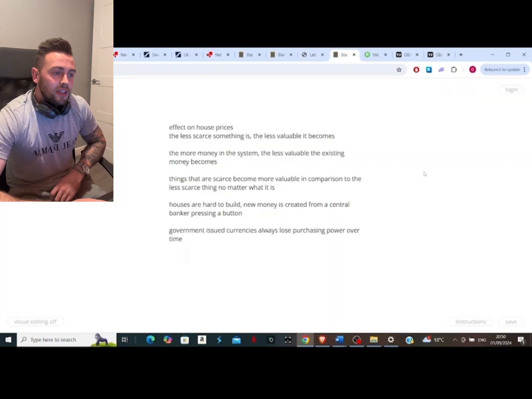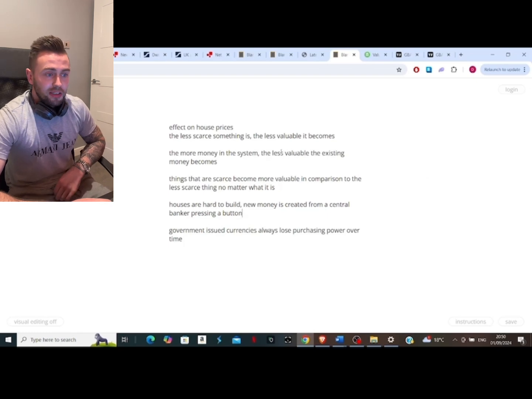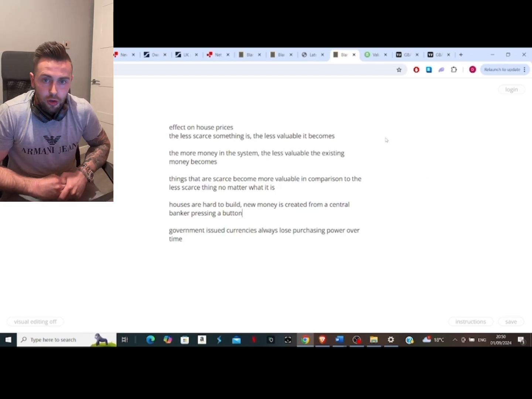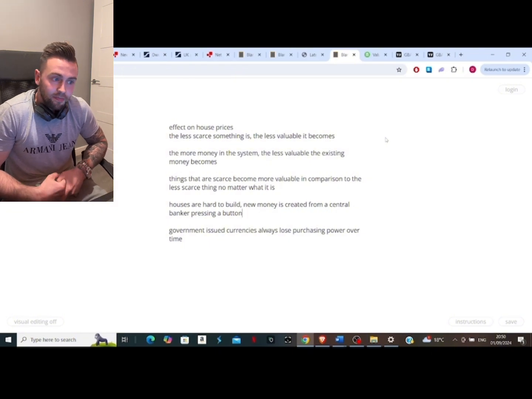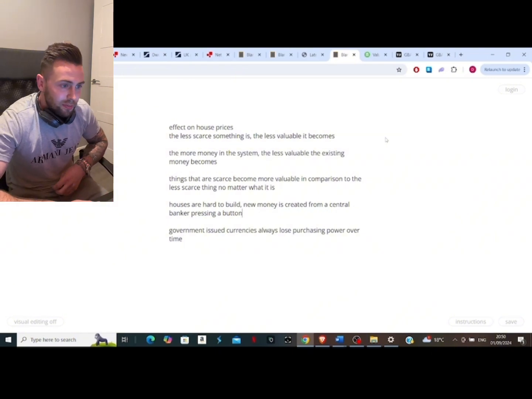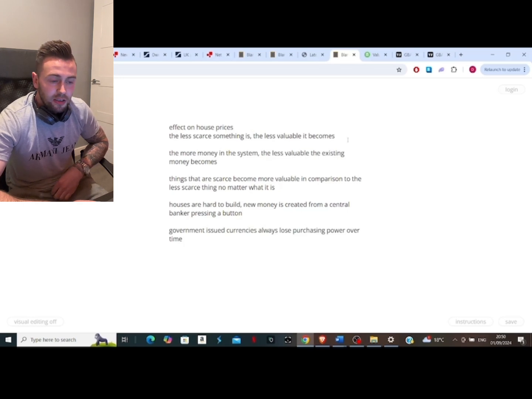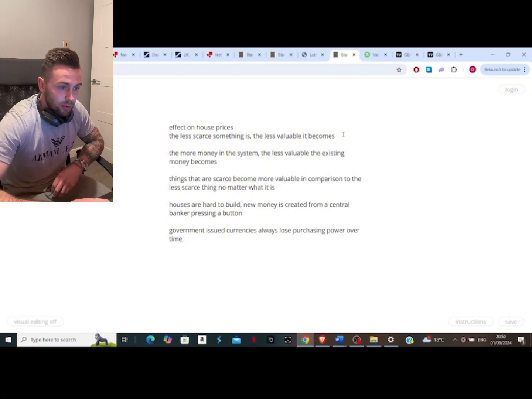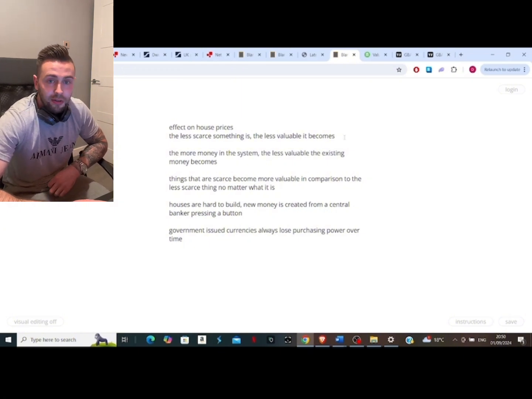So how does this all affect house prices? Very simply, not just house prices, all asset prices go up, whether it's gold, Bitcoin, and none more so than property. Now, the less scarce something is, the less valuable it becomes. That's a key concept within economics, within supply and demand. The more supply there is, the less valuable it is. So the more money in the system, the less valuable the old money in the system becomes.